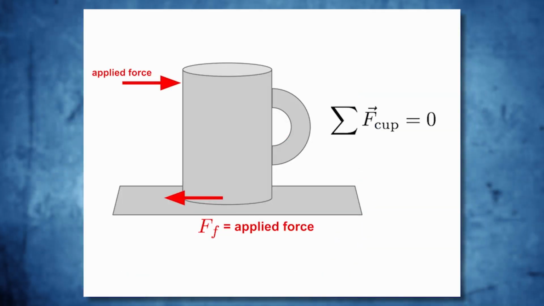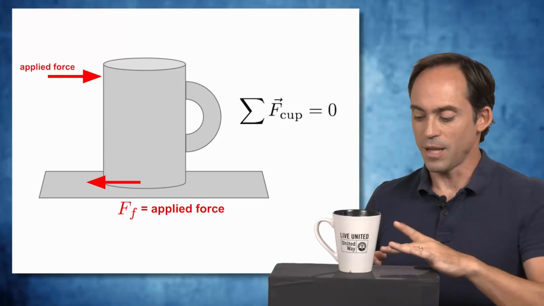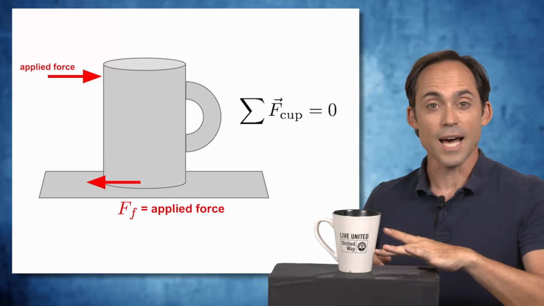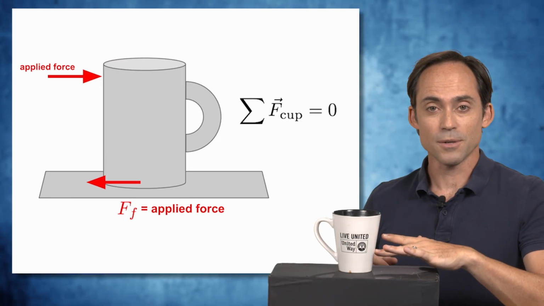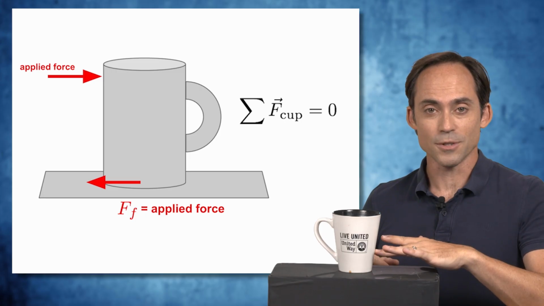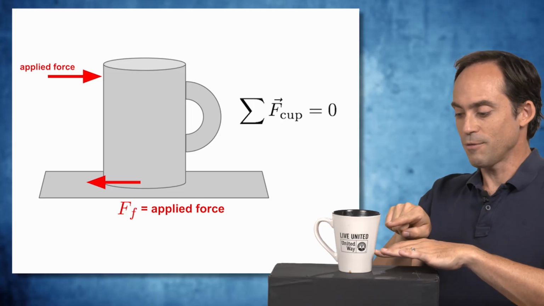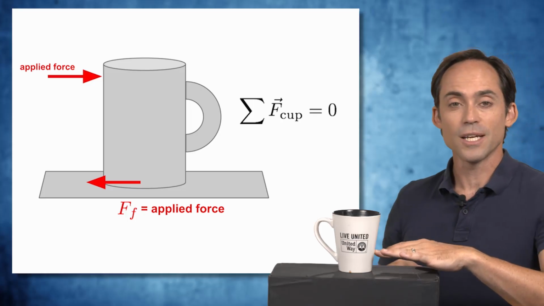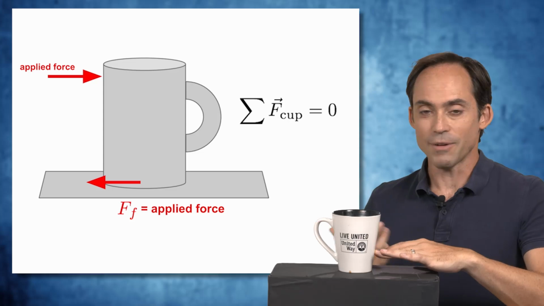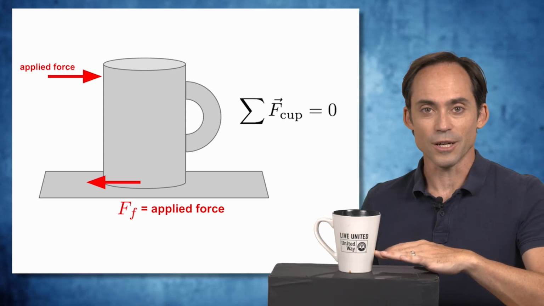So let's go back to our cup on our box. If I apply a force to the cup that's not enough to start it moving, that means there must be a friction force acting in the opposite direction. And indeed, the force that I'm pushing is this way, so the friction force must be acting in the opposite direction. The sum of the forces equals zero. I've got a cup that stays essentially stationary.